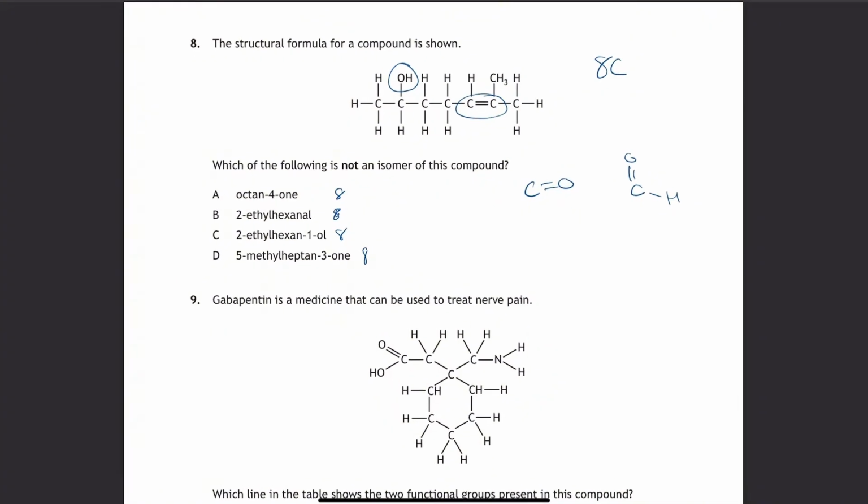Then hexan-1-ol, that's an alcohol, so it's just going to have an OH group. It's got an oxygen, but it's going to have too many hydrogens, so that's probably the one that's not the isomer. Then if we check the last one, heptan-3-one, that's a ketone as well, so it's going to have the carbonyl group in it, which means it will have an oxygen and a double bond, so that is probably an isomer too.